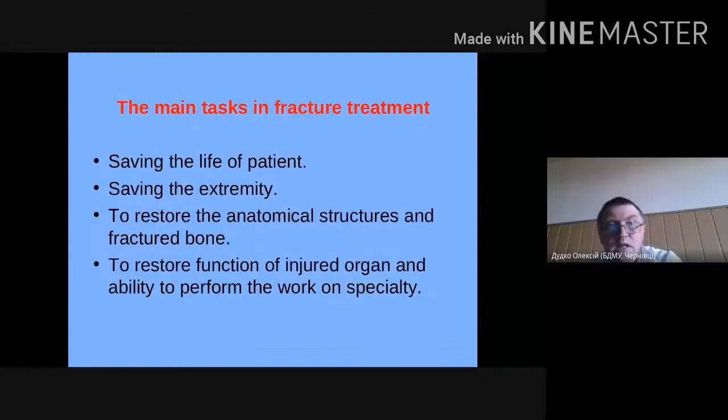So we have the algorithm that you should remember. We should start from the first point. We should save the patient's life. This is the most important task for us. The second main task is to save the limb, the extremity. The third one, we should restore the anatomical structures, if possible, of the fractured bone. And then the last one is to restore the function of injured organs. For lower extremities, the function is to walk, and for the upper extremity, it is to perform work in the specialty.